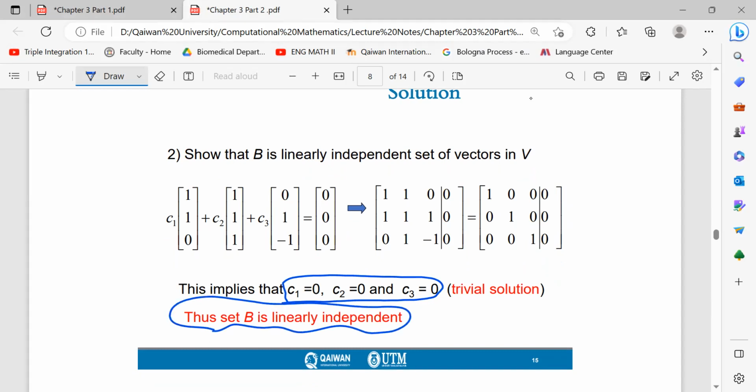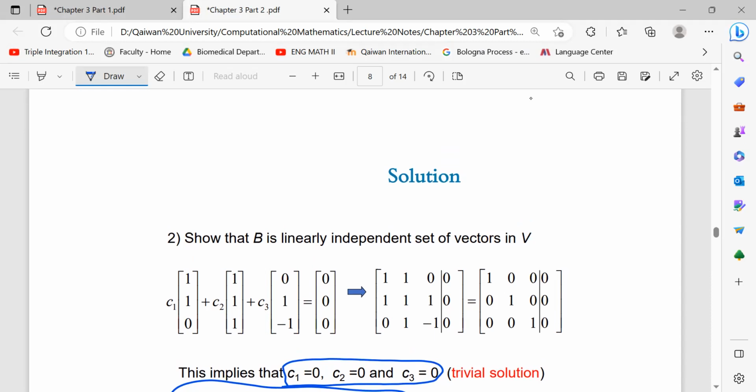In another way, we can show whether three vectors are linearly independent or not. If you get a square matrix from these three vectors, remove these, we get a square matrix. A square matrix is a matrix that has the same number of rows and columns, so it's 3 by 3. Find the determinant of this matrix.